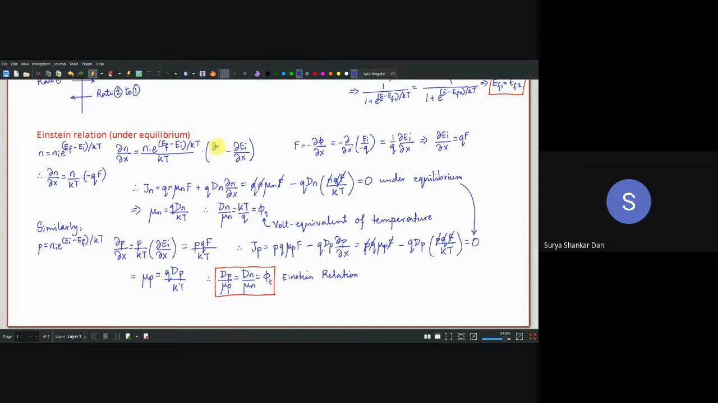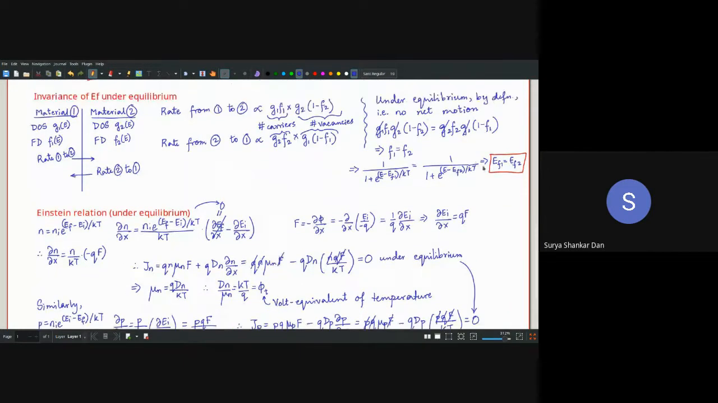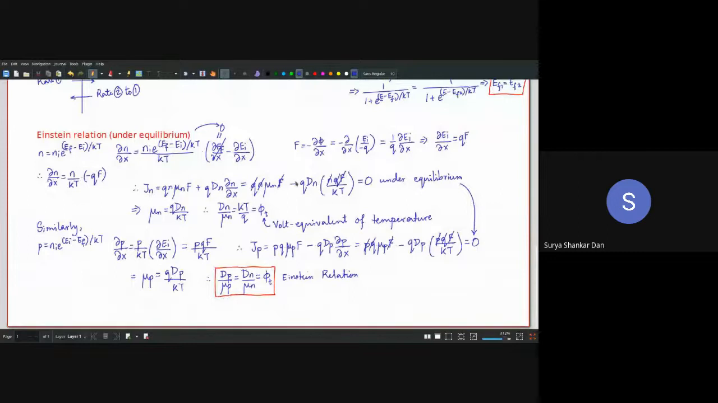This is del EF by del x under equilibrium. समझ में आया ना? That is the reason why I told you that the EF is invariant. So that means in an Einstein relation, we can understand that if it is under equilibrium, then there is no variation in EF with respect to x. ठीक है ना? So if that is equal to 0, you are left with the rest of the derivation.